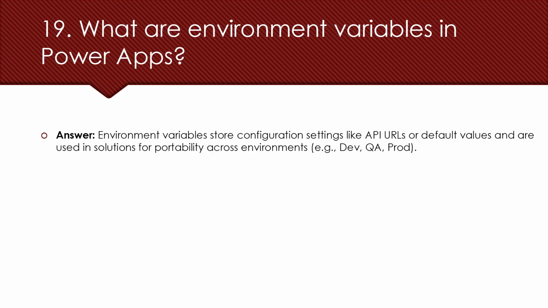Question number 19. What are environment variables in Power Apps? Environment variables store configuration settings like URLs or default values which are used inside our solution for portability across environments. For example, there is one URL that needs to be accessed for a SharePoint in a dev environment. We can put that in the environment variable for URL. For dev that is different, for QA that is different, and for prod that is different.